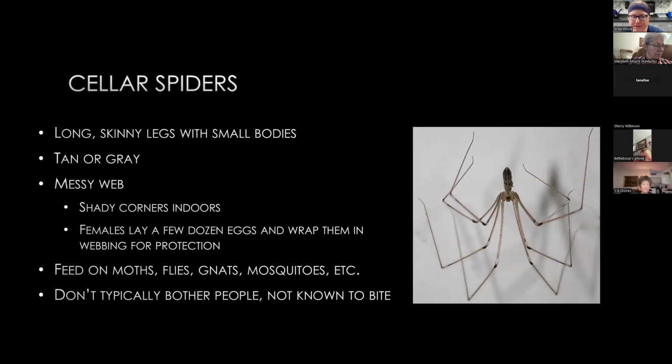Going in that direction, are these harmful? No, definitely not. Cellar spiders are not known to bite people at all. Even if there was any kind of indication of a bite, it's not anything that's going to be harmful. Typically they don't bother people. A lot of times, if you get close to them, they may try to run away. So if it's in a corner of your home, not bothering anybody, then it's fine. They need a home too.